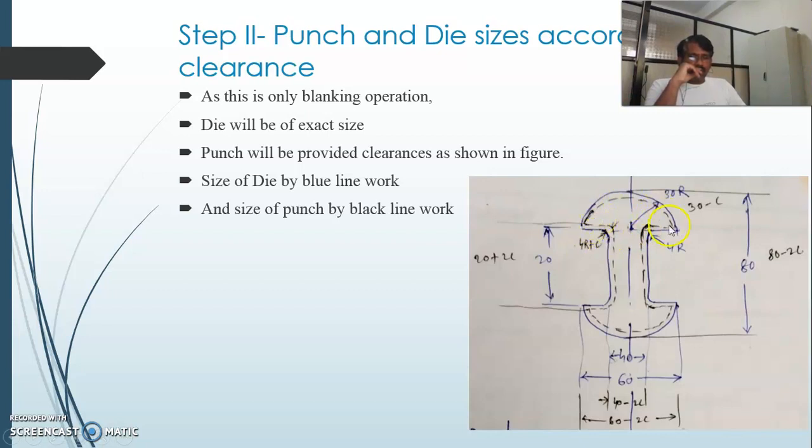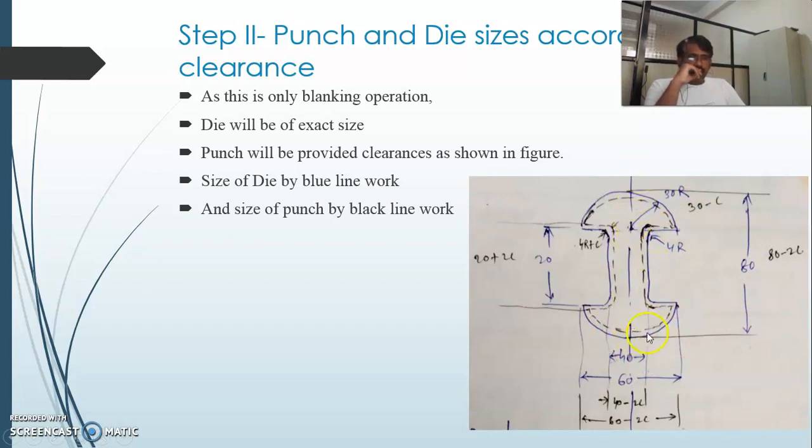For this semicircle operation, 30R is the radius. So at one side we can provide 30 minus C, that is the clearance, okay, 30 minus C, and with the another side it also 30 minus C.